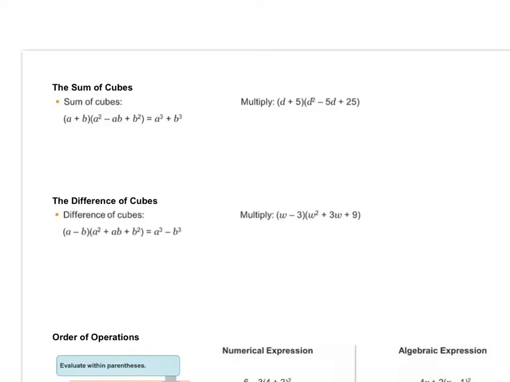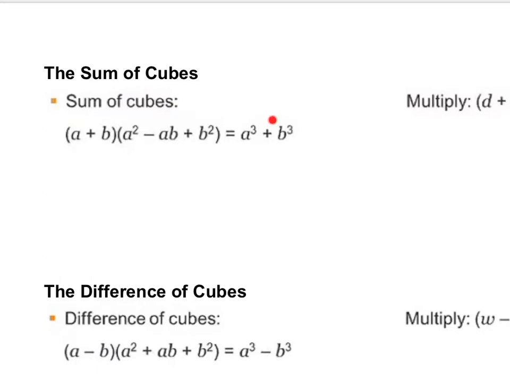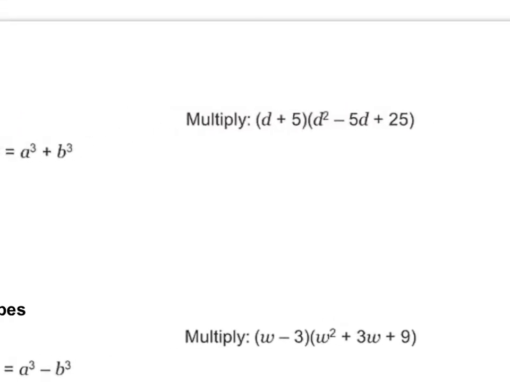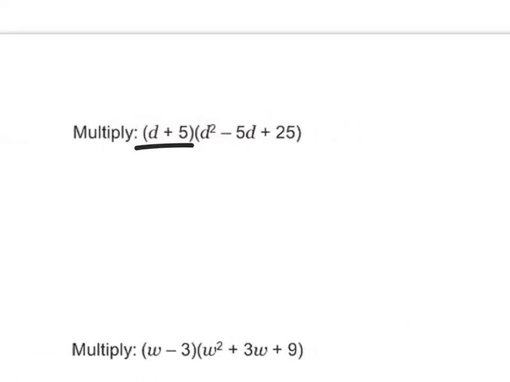Okay, on this next page, we want to talk about a couple things, the sum of cubes and the difference of cubes. And what we notice here is we have this formula that says if you have a cubed plus b cubed, then you can write it as a plus b times a squared minus ab plus b squared. What I want to do is make sure that this multiplies, and here's what we should get. From this, d plus 5, we should get d cubed plus 5 cubed, which is d cubed plus 125. So let's go ahead and multiply this all out.